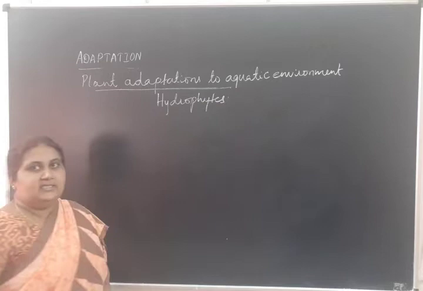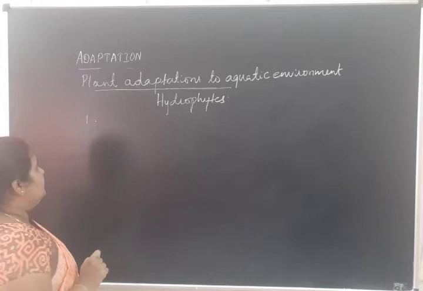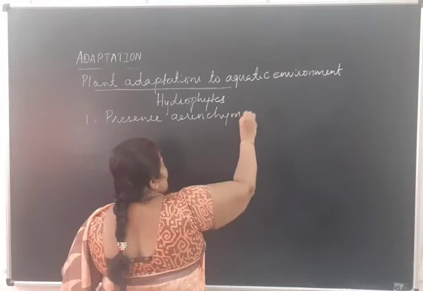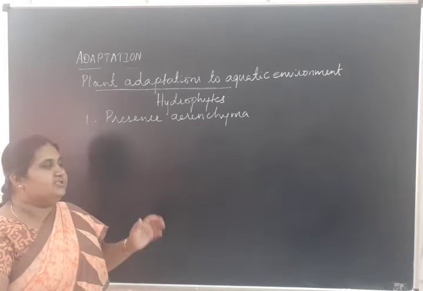What are the adaptations made by the hydrophytes? Presence of aerenchyma. Aerenchyma is a type of parenchyma tissue found in hydrophytes, which provides buoyancy to the plant body.